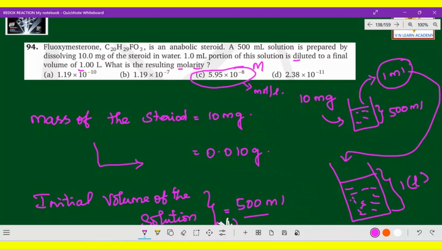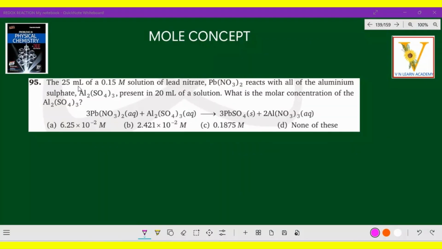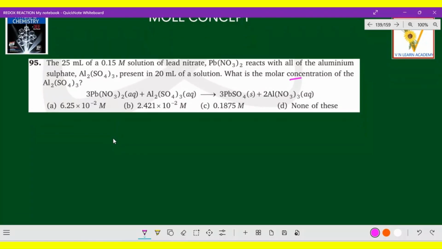Come on, let's go to the next question. The 25 ml of 0.15 M solution of lead nitrate, Pb(NO3)2, reacts with all of the aluminum sulfate, Al2(SO4)3, present in 20 ml of a solution. What is the molar concentration of Al2(SO4)3? They have given the equation also: 3 Pb(NO3)2 aqueous plus Al2(SO4)3 aqueous solution gives 3 PbSO4, a solid precipitate, plus Al(NO3)3, aluminum nitrate. We have to identify the molar concentration of aluminum sulfate.